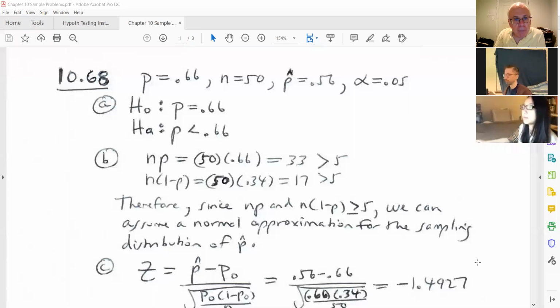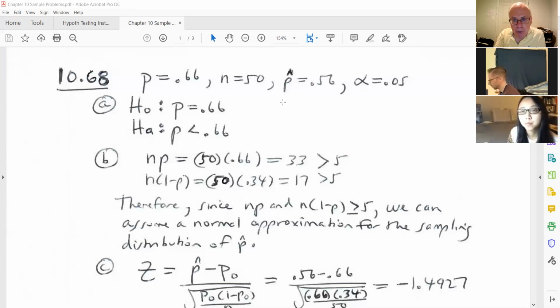All right. So hopefully you got part A right. Part A is a left tail test. Yes, so that looks good. P is equal to 0.66, obviously will be the null. That was given as the population proportion, and P is less than 0.66 is your alternative hypothesis. Han, did you get that? Okay.